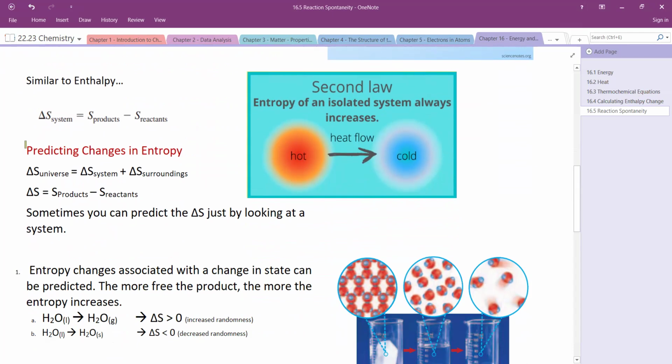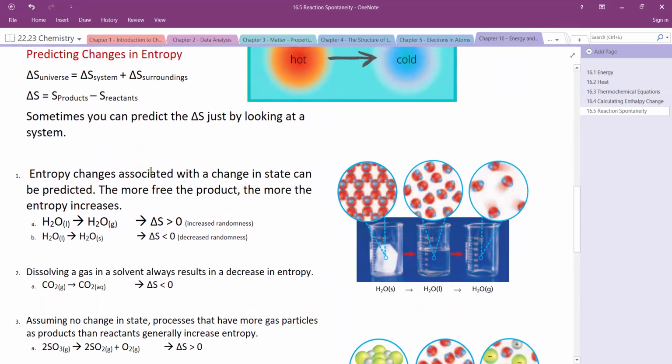Now, when we're predicting the changes in entropy, right? We would consider, just like when we were doing enthalpy, that the entropy change of the universe is equal to the entropy change of our system plus the entropy change of our surroundings. And our delta S for any process would be the S of the products minus the S of the reactants, just like we have up above, okay?